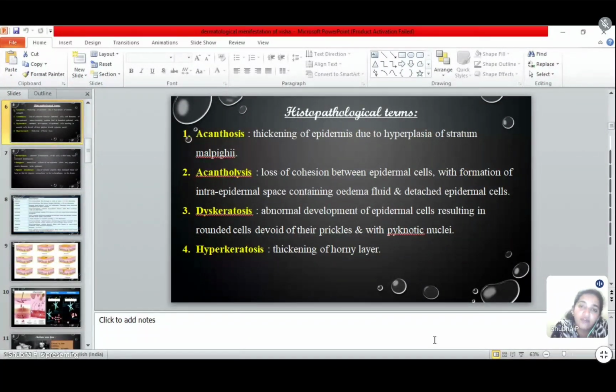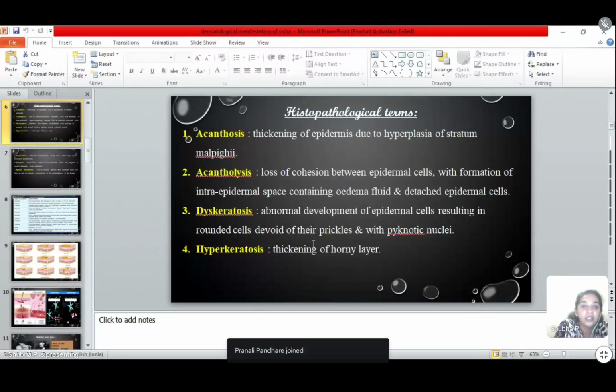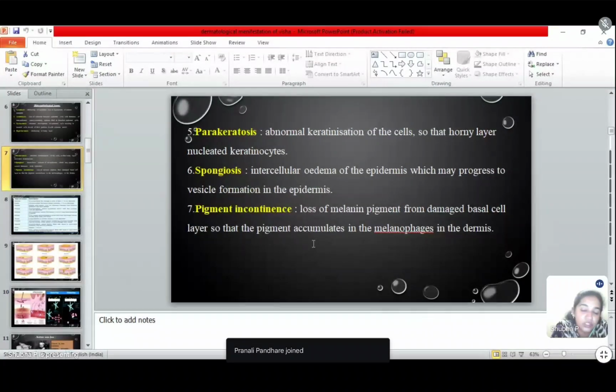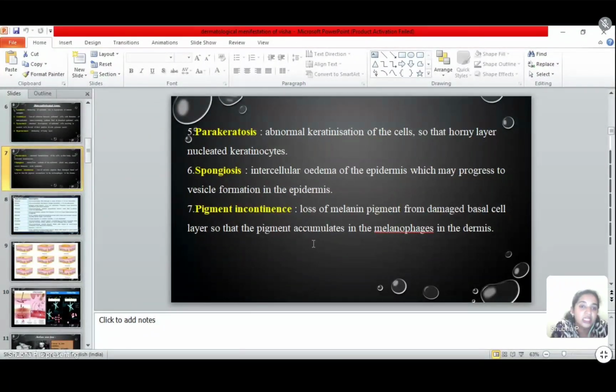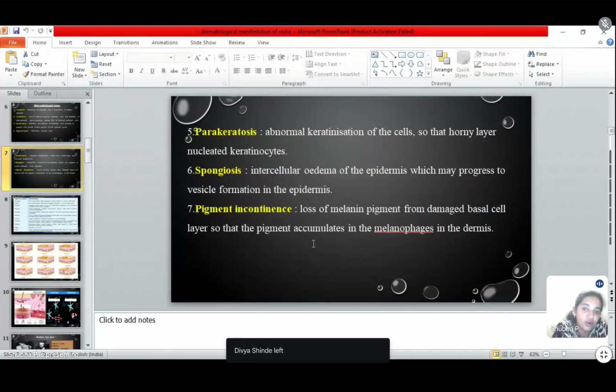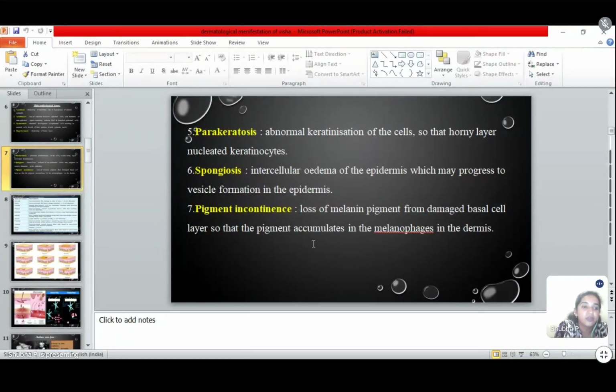Histopathology is what I was speaking about. Different presentations. That is acanthosis, acantholysis, dyskeratosis, hyperkeratosis. Hyperkeratosis is thickening of skin. We shall see this as a presentation in a few Visha. Parakeratosis. This is abnormal keratinization of the cells so that in the horny layer nucleated keratinocytes are seen. Next, spongiosis, intracellular edema of the epidermis, which may progress to vesicle formation in epidermis. This particular presentation you see in case of Lotha visha.